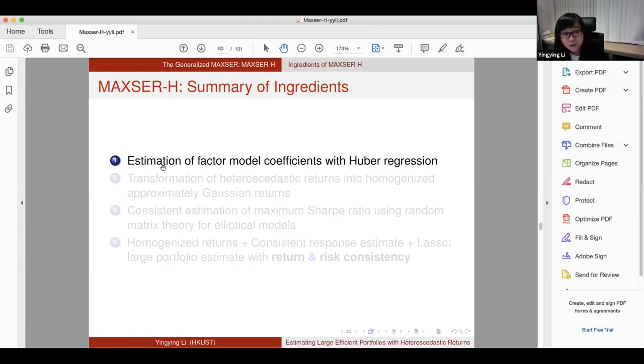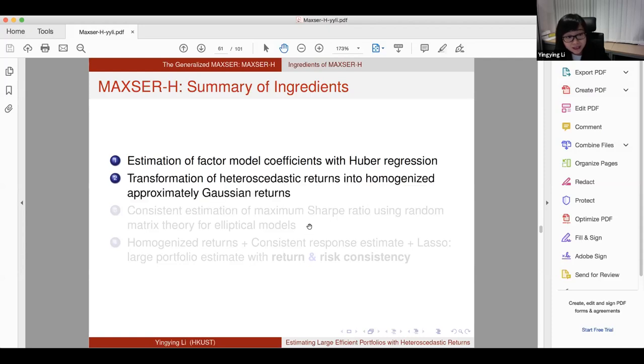So when we aim to estimate the idiosyncratic optimal portfolio, we need to know the factor model coefficients for each stock, and we want to estimate the alphas and betas. However, under this general model, because the returns are heavy-tailed, ordinary least squares regression will not be sufficient. So we have to use robust estimation such as Huber regression. In this paper, we use Huber regression.